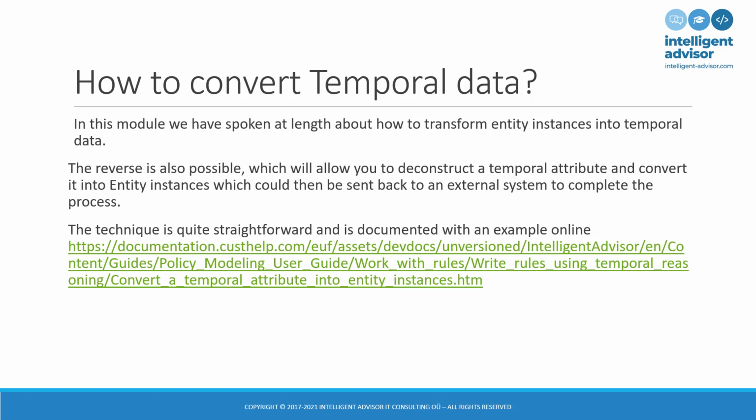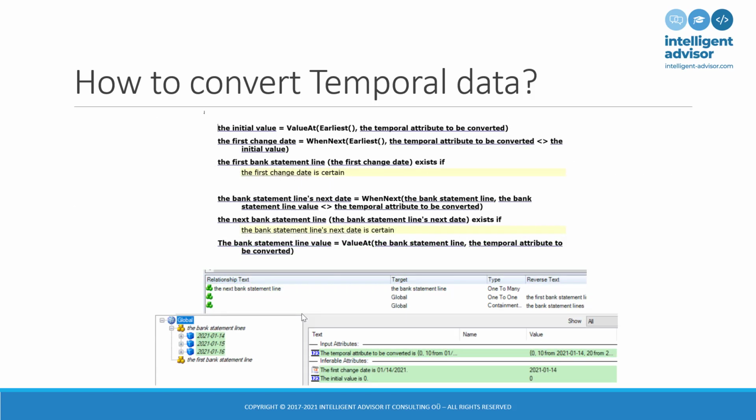So if you have spent time building a chronology, how can you deconstruct it and convert it into entity instances, which you could then display using an entity container, or aggregate in some way, or simply send back to an external application? The technique is quite straightforward and is documented with an example online at this link in the online help. Here is a summary of how you do it.